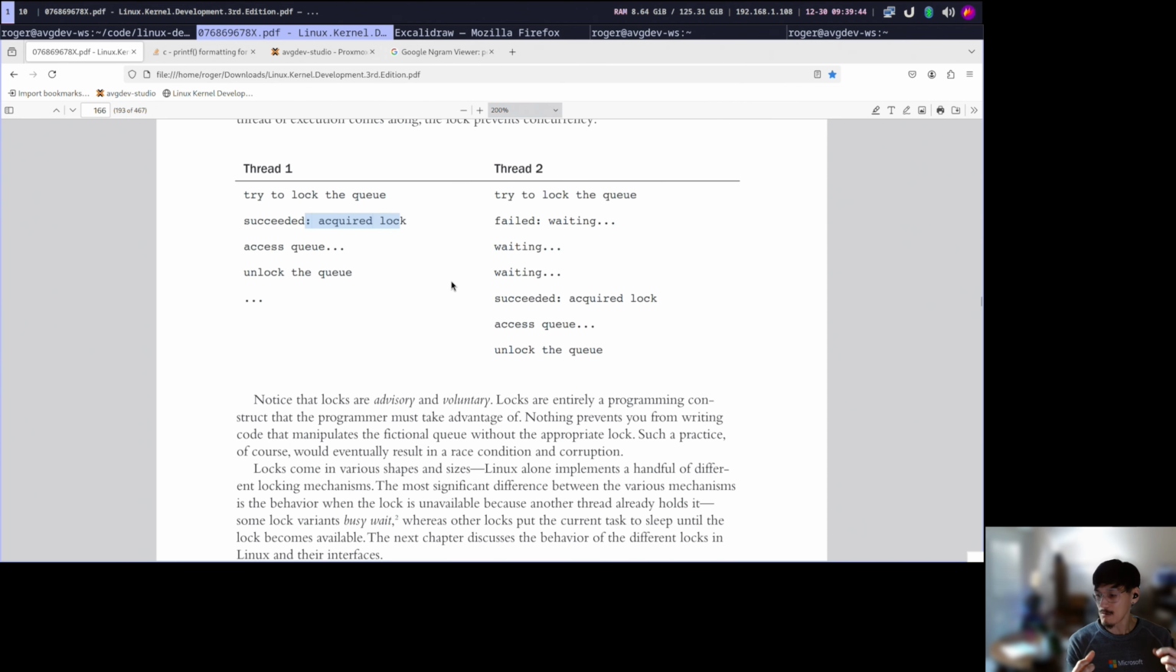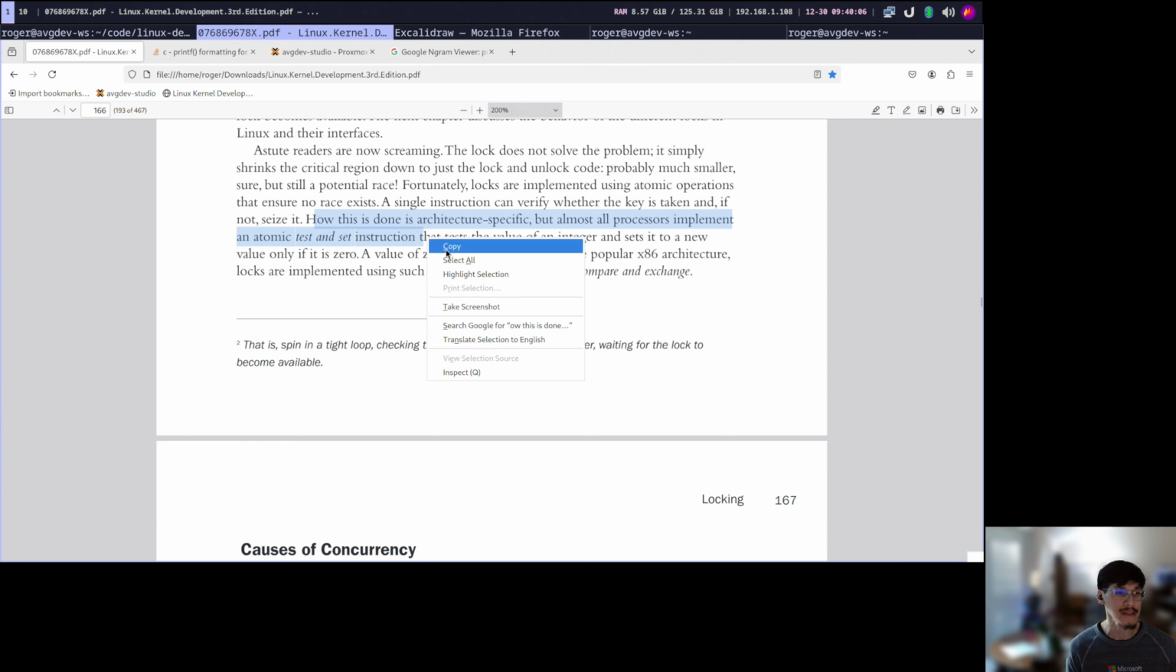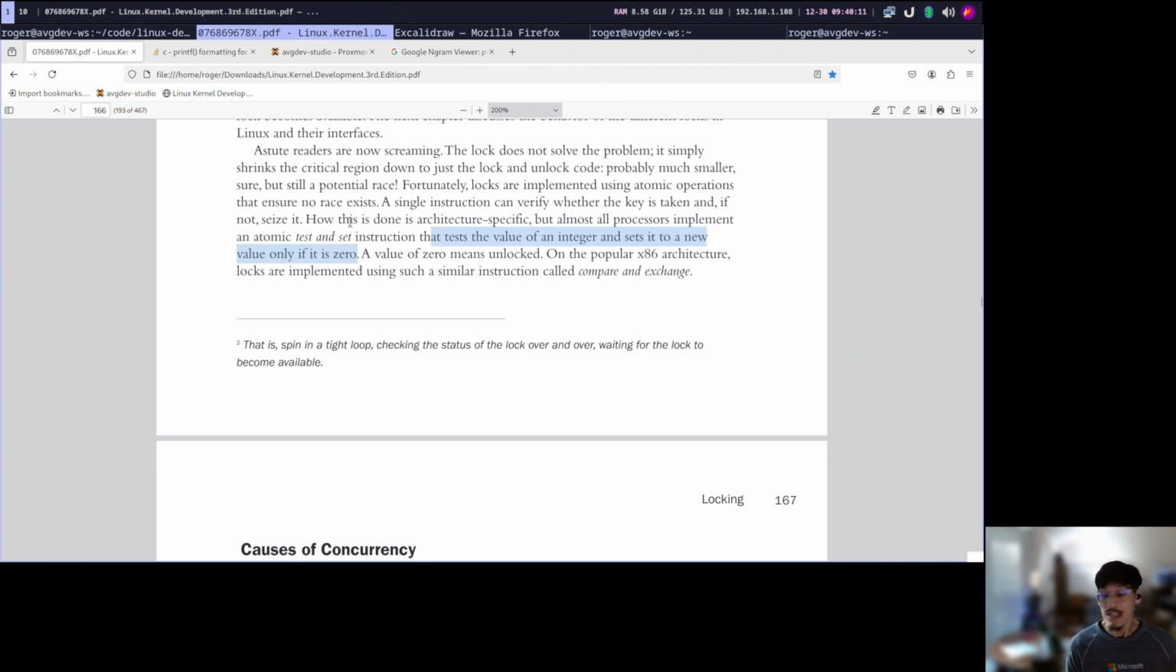The CPU will physically determine which one will get that lock because they are atomic in this case. Okay, so a single instruction can verify whether the key is taken, and if not, seize it. How this is done is architecture specific, but almost all processors implement an atomic test and set instruction that tests the value of an integer and sets it to a new value only if it is 0. So you're starting to get a sense that locks are simply flags. But it's a special flag that allows you to get it and set it all at once.